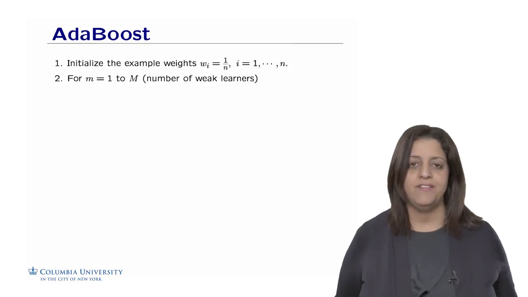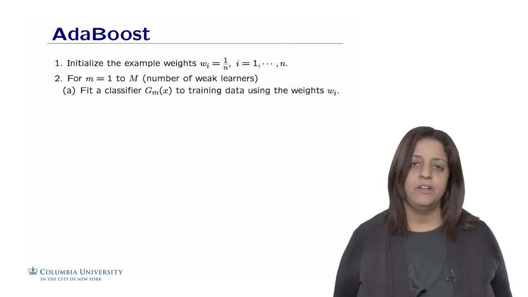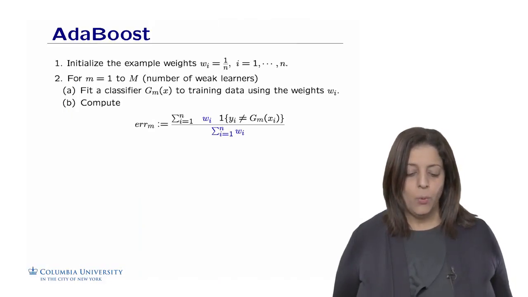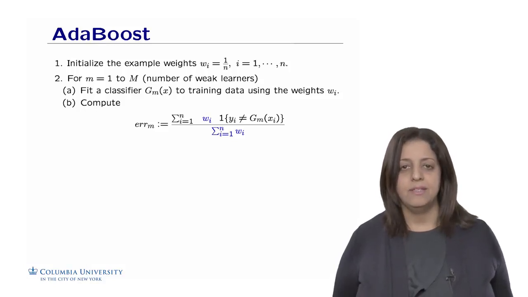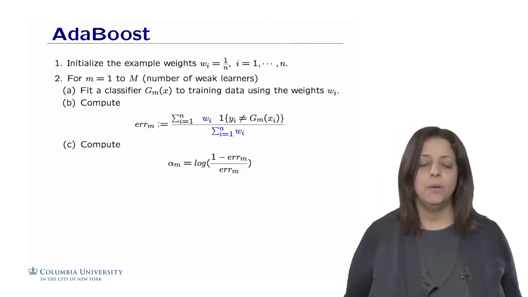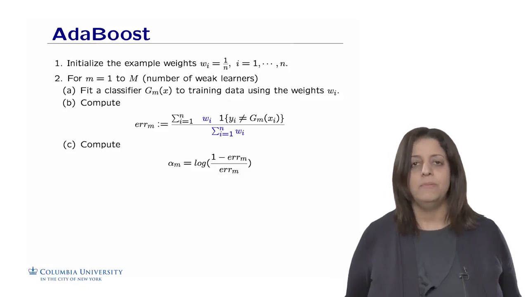Afterwards, we're going to derive M weak learners or weak classifiers. We're going to fit the classifier g_m(x) to the training data using the weights w_i. We calculate the error err_m as the weighted sum of the errors divided by the sum of the weights of all the instances. Then we compute the importance of the classifier, alpha_m, which is the logarithm of 1 minus the error divided by this error.